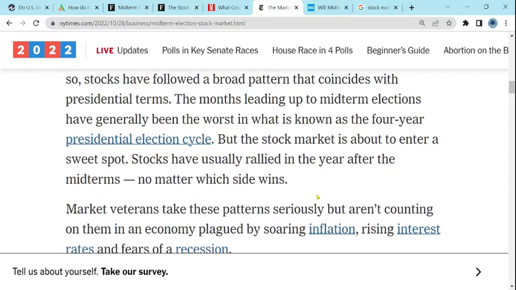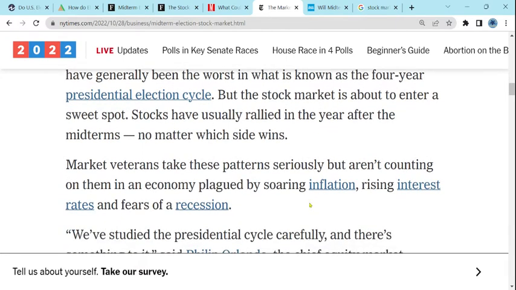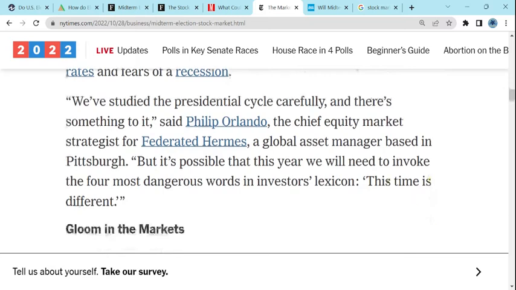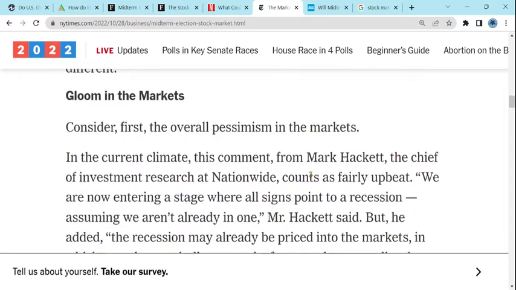So again, they're pointing out it doesn't really matter who wins. The year after the midterms, the stocks have usually historically risen. Market veterans take these patterns seriously, but aren't counting on them in an economy plagued with soaring inflation, rising interest rates, and fears of recession. So they say we've studied the presidential cycles carefully, and there's something to it. This is a chief market strategist from Federated Hermes, but it's possible that this year we will need to invoke the 4 most dangerous words in investors' lexicon: this time is different. So again, they're going to look at, is this year 2022 after the midterms potentially different?